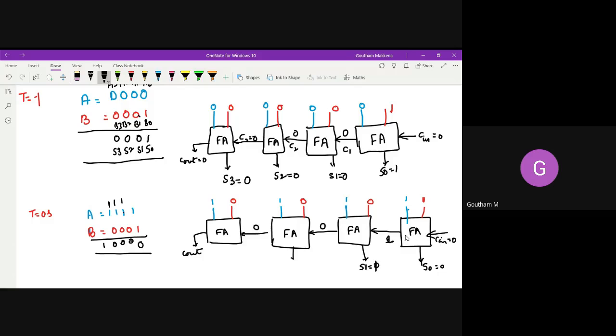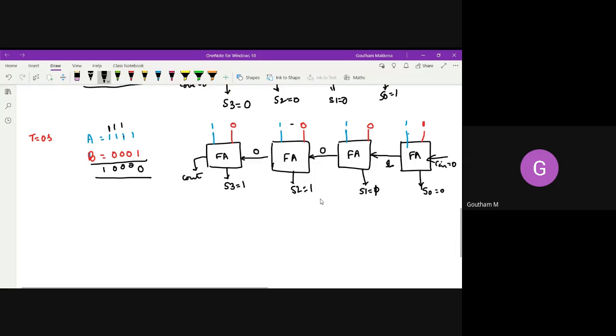Remember, the carry 1 that is generated by the first full adder is not yet seen by this one. So this full adder will now see only 1 0, so S2 will also be equal to 1, and similarly the final full adder will also see only these two, 1 plus 0, so S3 will also be equal to 1. But what is the final result? The final result is a 5-bit number, 1 and 4 zeros, 1 0 0 0 0. But what are we getting? 0 1 1 1 0, which is a wrong result, which is nothing but a glitch.